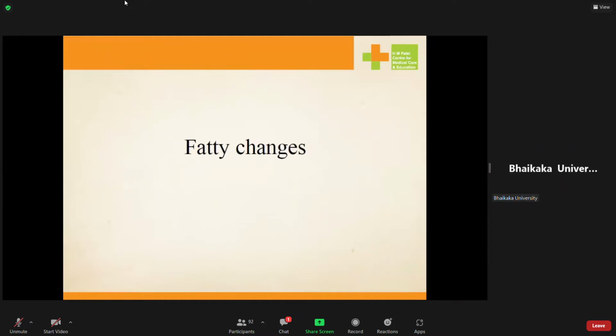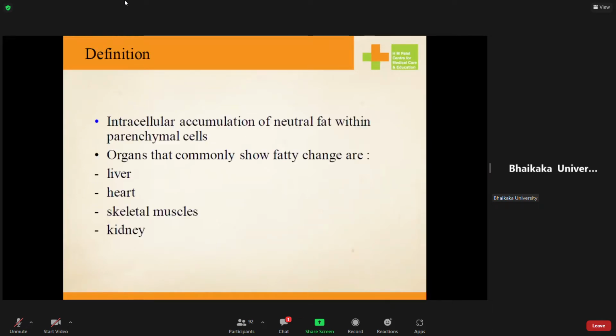Now the last reversible morphological change which is observed within the cell is the fatty change. Whenever neutral fat accumulates within the parenchymal cells, it leads to fatty change within the organ. The fatty changes most commonly seen are in the liver, heart, skeletal muscles and kidney. Today we are going to see the fatty changes in the liver as well as the heart.